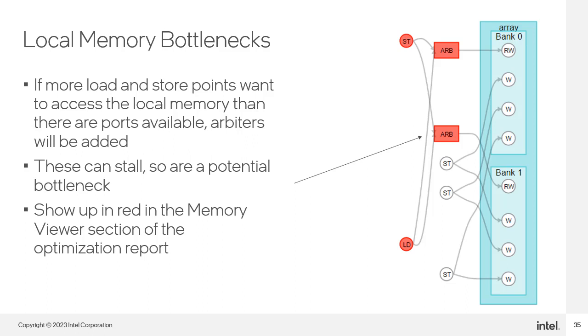When there are bottlenecks in local memory, it will show up in different ways. One way is how the II is reported. If you find there is a less than or equal to in front of your II value, it implies that there is arbitration happening inside of the local memory. In the report, there is a section where you can look at the local memory structure, and where there is arbitration, it will show up as seen in this figure. The ARB represents arbitration and will show up in red. When arbitration is built into your local memory structure, it is not good because it implies that inside your kernel there are more load and store points trying to access the local memory than there are ports available.